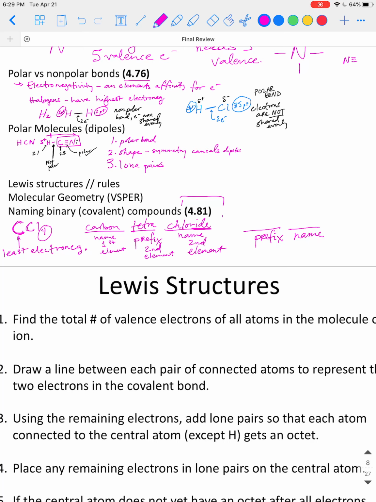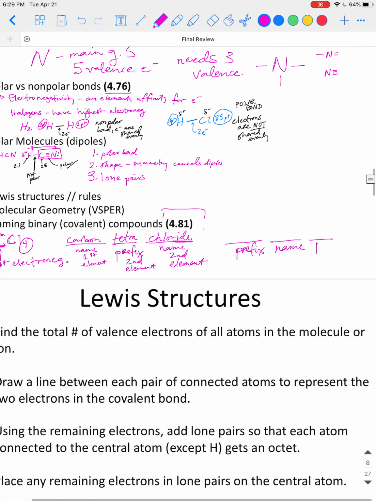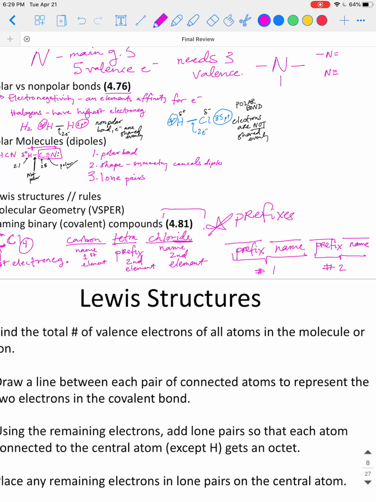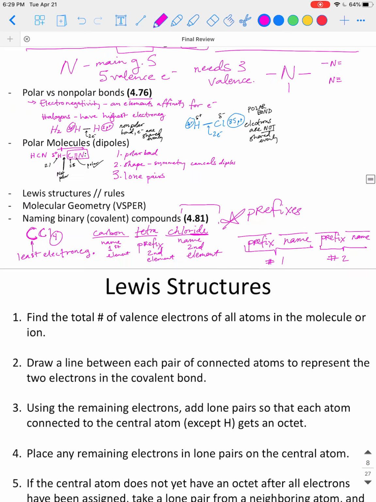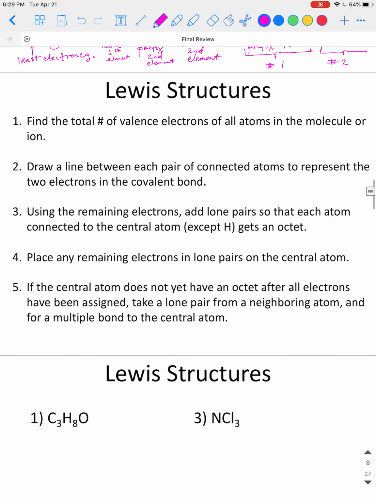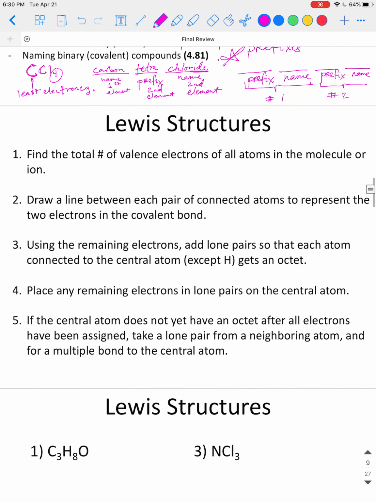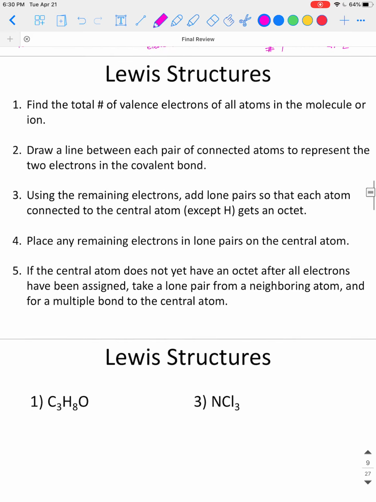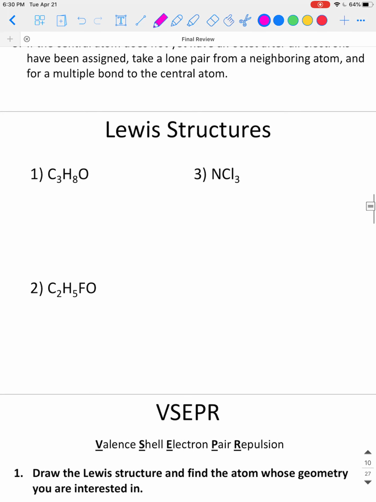Okay. So the formula is prefix, and then the name, and then prefix, and then the name of the element. This is for element number 1, and this is for element number 2. So what that means is you need to make sure you know the prefixes: mono, di, tri, tetra, penta, hexa, hepta, octa, and so on.